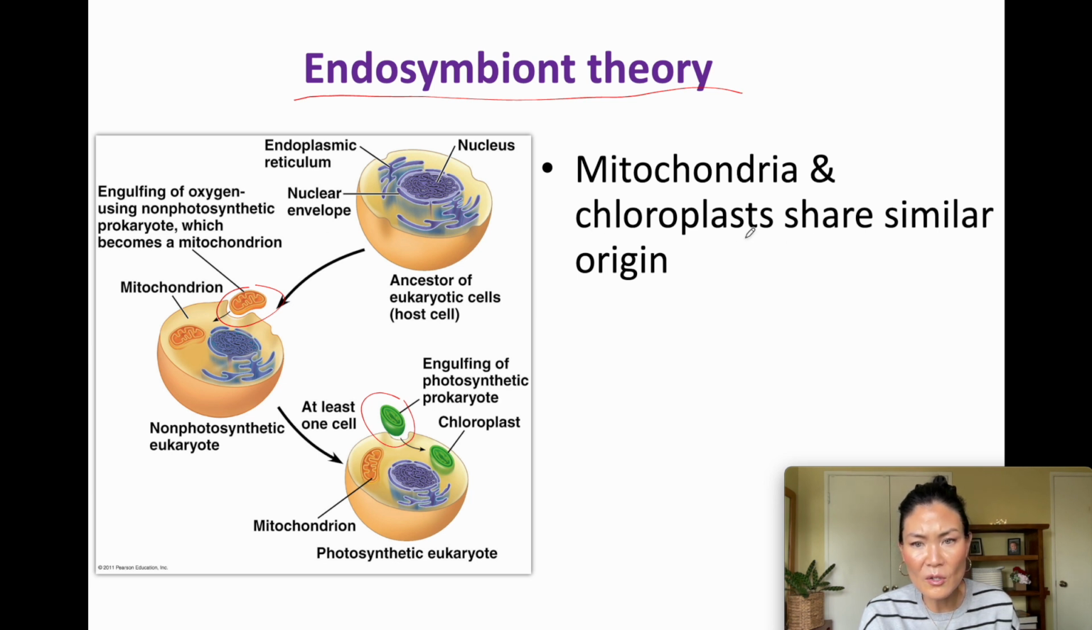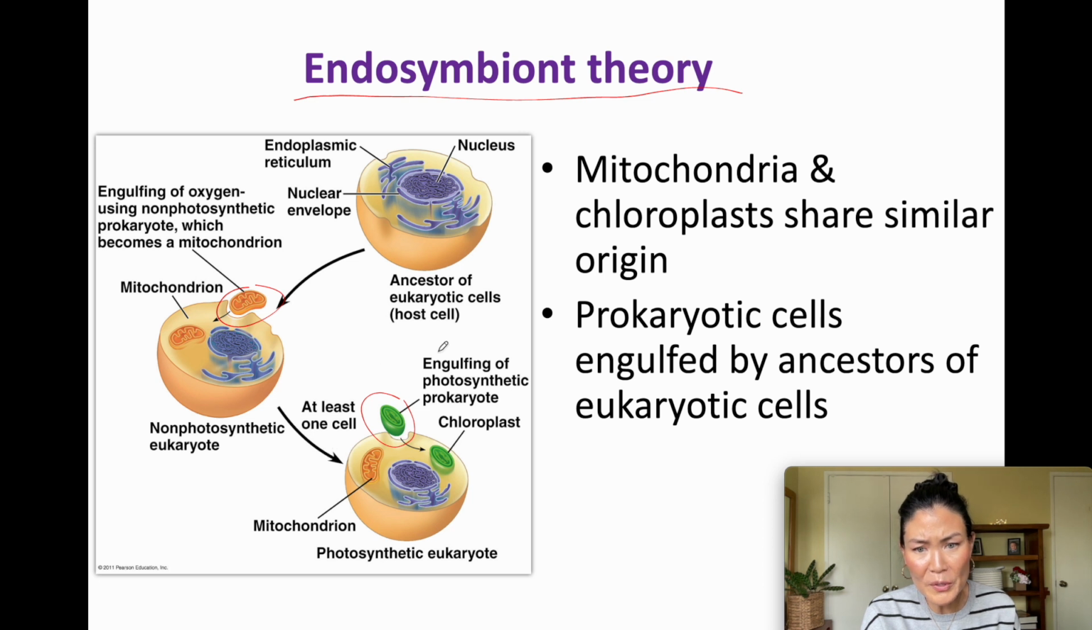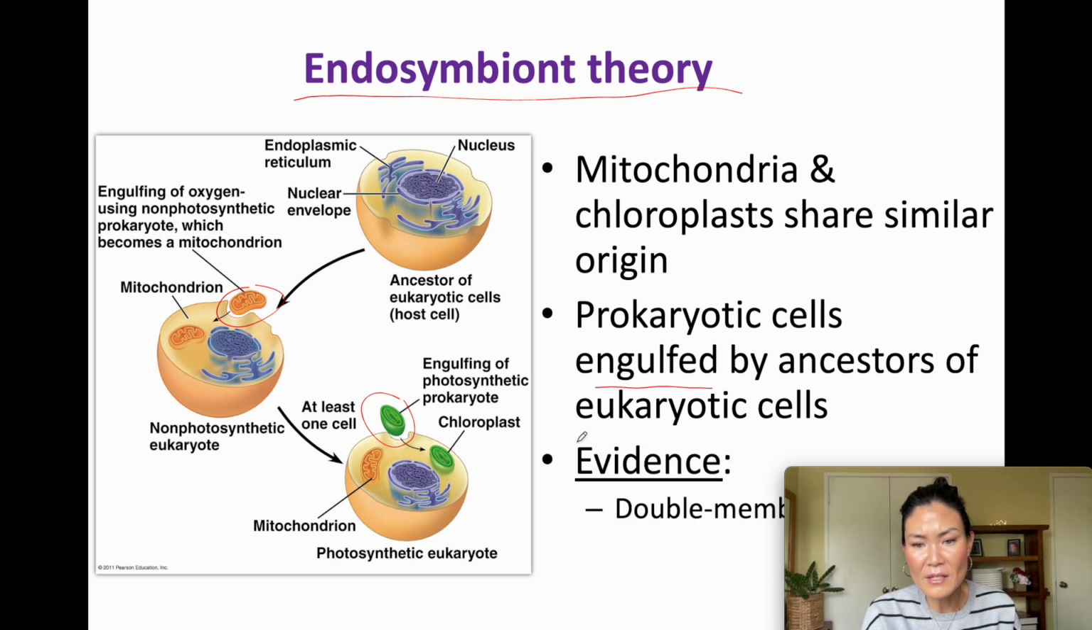So mitochondria and chloroplasts share similar origin, meaning they used to be prokaryotes that were taken in by a larger cell. So prokaryotic cells, we think, were engulfed, meaning swallowed in, by ancestors of eukaryotic cells. And the evidence is that both mitochondria and chloroplasts have two membranes. They have two membranes. So how is that evidence?